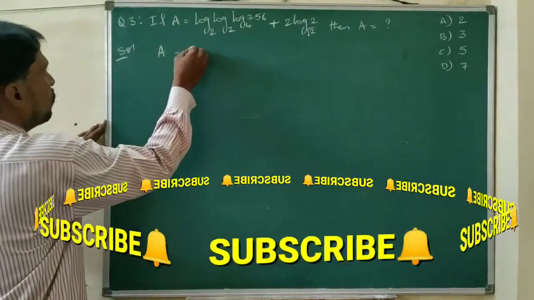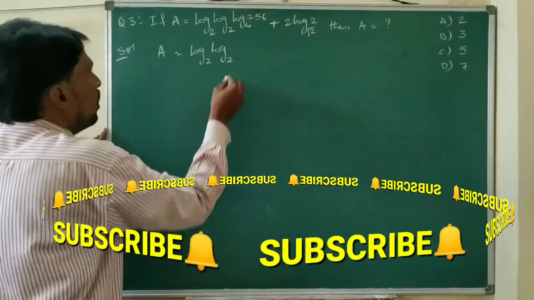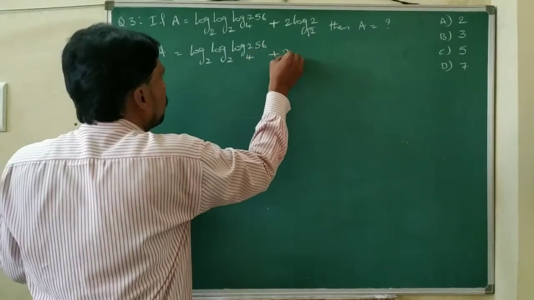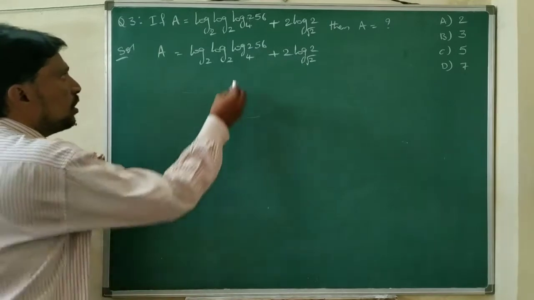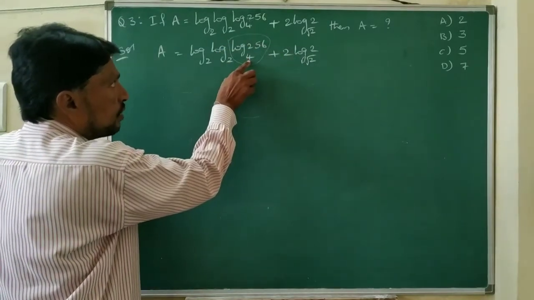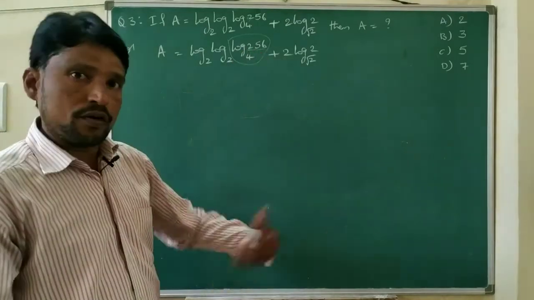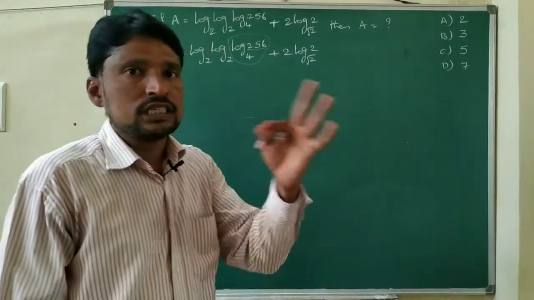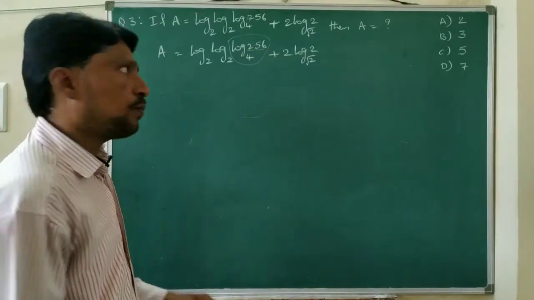Given, A equals log base 2 log base 2 log 256 base 4, plus 2 log root 2 base root 2. Here the base is 4, so this 256 we can also convert into a power of 4. 4 fours are 16, 16 fours are 64, 64 fours are 256. So 256 we can write as 4 power 4.